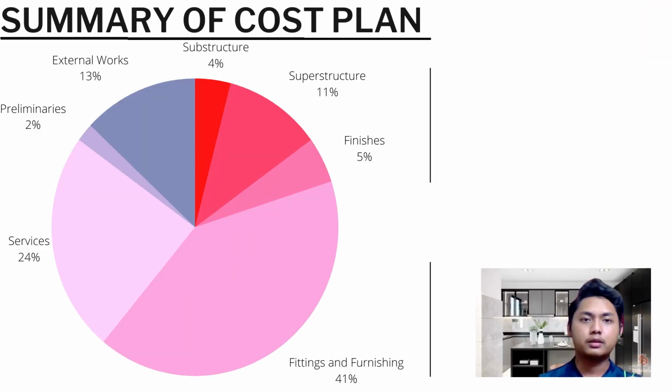Next one is the summary of the cost plan. As you can see in the pie chart, the highest percentage is fittings and furnishings, followed by services at 24%, then external works 13%, then superstructure 11%, then finishes 5%, followed by substructure 4%, and the last one is preliminaries with only 2%.